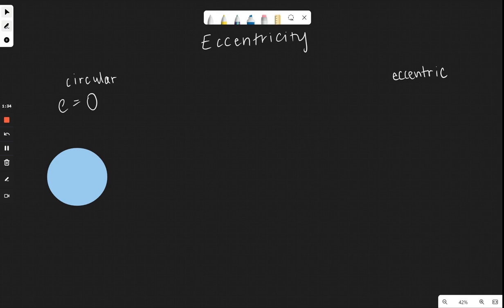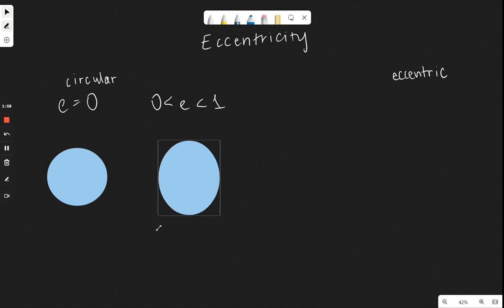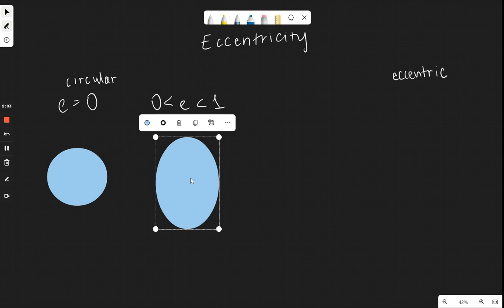Next, if we have eccentricity that's less than 1 but more than 0, that will be an ellipse. Ellipses always have some eccentricity between 0 and 1. Let me just copy this, paste it again, and stretch it out. Look at this. This thing right here is similar to a circle, right? It's very close, but it isn't 0, just because it's not a perfect circle.